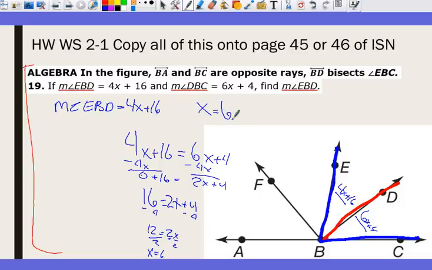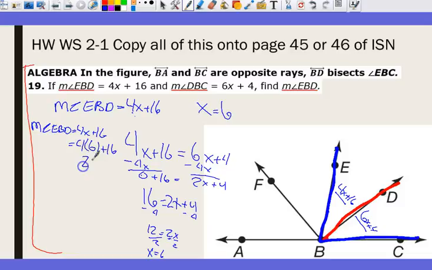Raise your hand if you think that's the answer. Raise your hand if you don't think that's the answer. Why is that not the answer? Because you're looking for a measurement, right? And we found what x is equal to. X is not a measurement. We need to plug x into this equation right here. So the measurement of EBD is equal to 4x plus 16. We just plugged it in.